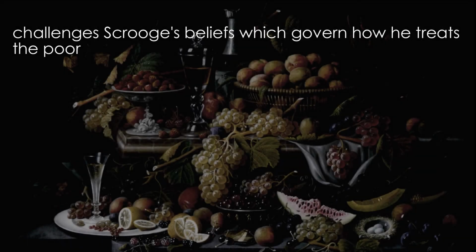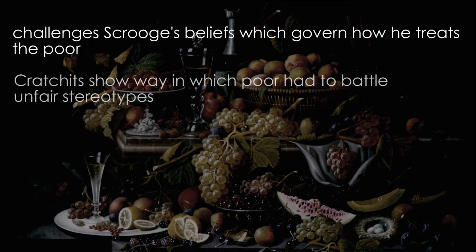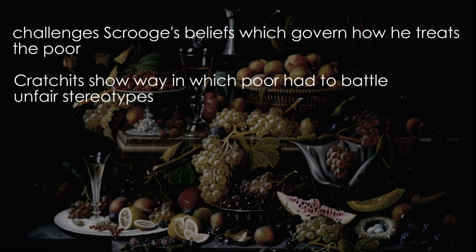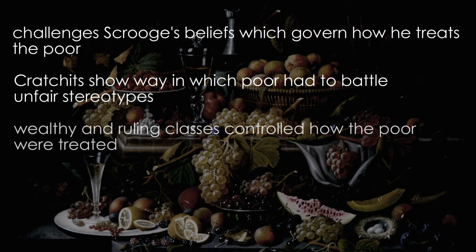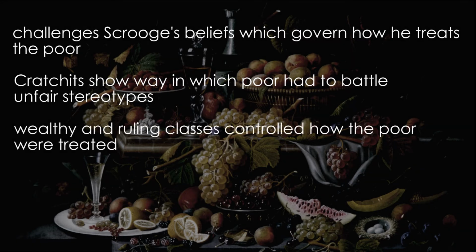The extract is a key moment in the novel, as it challenges the beliefs that Scrooge holds which govern the way in which he treats the poor. One of the literary functions of the Cratchit family is to show the way in which the poor had an uphill struggle against the stereotypes that the rich, and, by extension, the ruling classes of the day held about them.